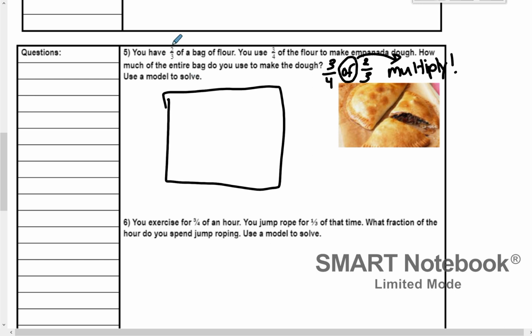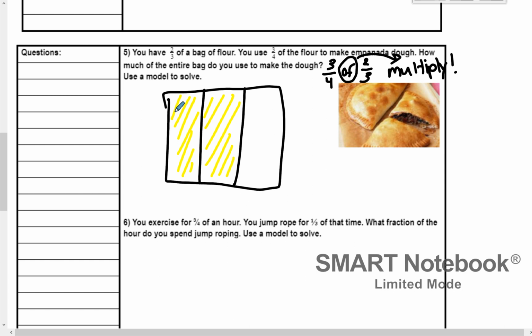So we're gonna divide this square into thirds. Okay, but we only have 2 of those thirds. So we're gonna shade in, and if you have colors, pause this video and use colors until you're ready. But if not, you can just use different shading techniques. I'll kind of show you what I mean. Okay, so far we have 2/3 of a bag of flour. We don't have this third, it was already used. We use 3/4 of that.